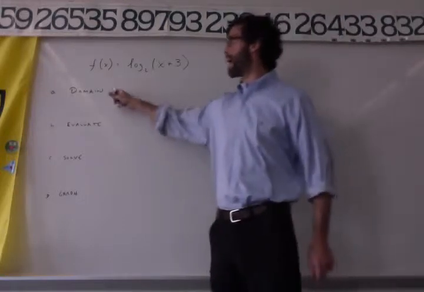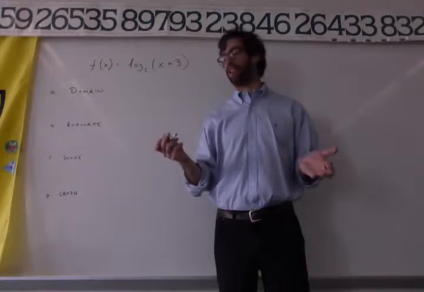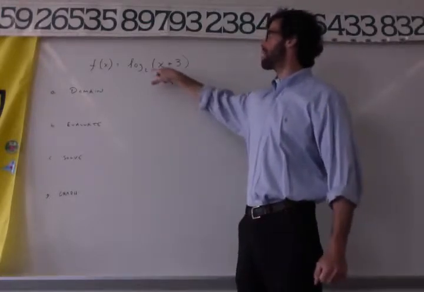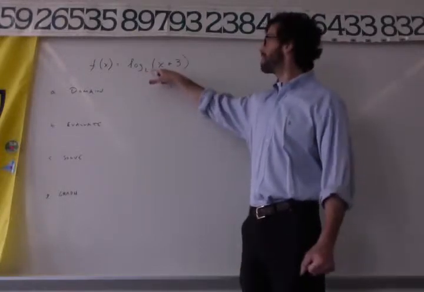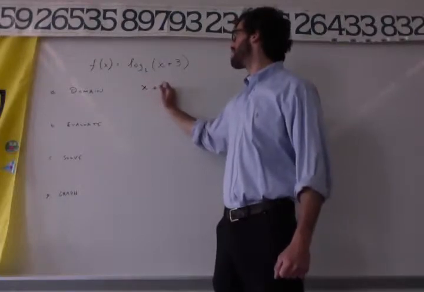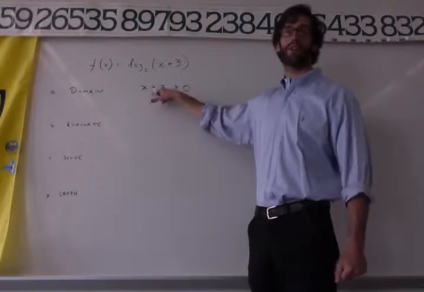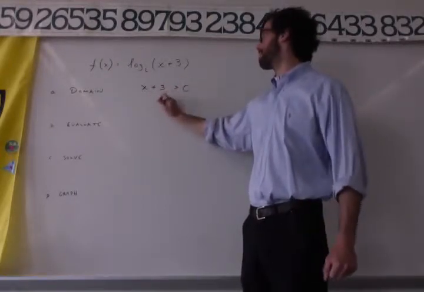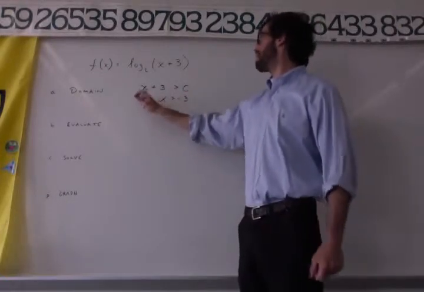So first of all, with domain. All we're doing to find the domain of a log equation is we set whatever the argument is, whatever the expression that's next to the base, we set that to be greater than 0, not greater than or equal to, and then we solve this inequality by getting x by itself. In this case, it's just by taking away 3. So the domain is just x is greater than negative 3.